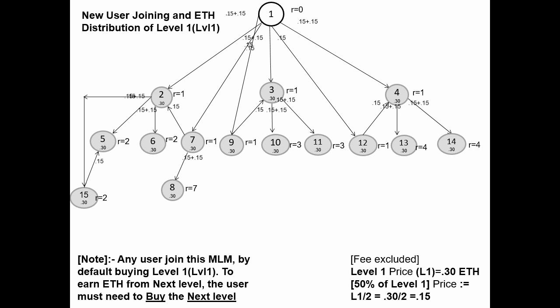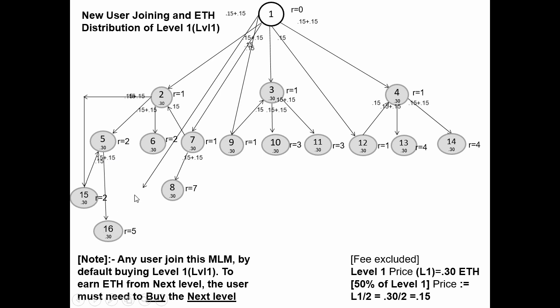You may need to memorize this. User 2 must buy his second level to get this 0.15 Ethereum. Let's see about user 16. User 16 is added by user 5, so both money will go to user 5, because as an introducer, user 5 got 0.15, and user 16 connected with this user 5 directly. That's why he got 0.15.